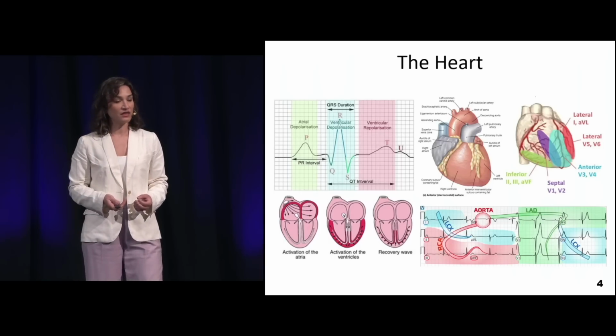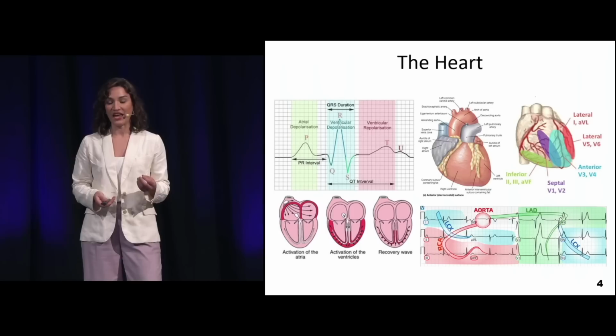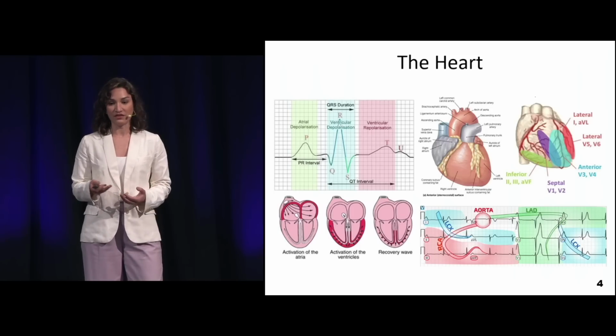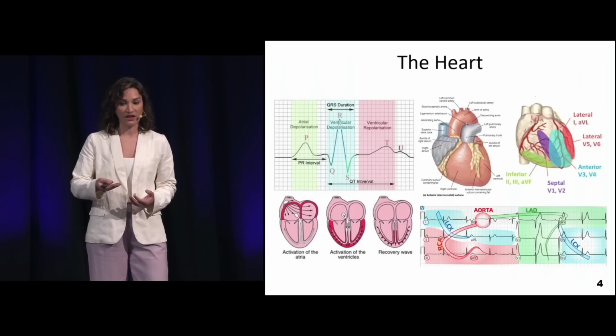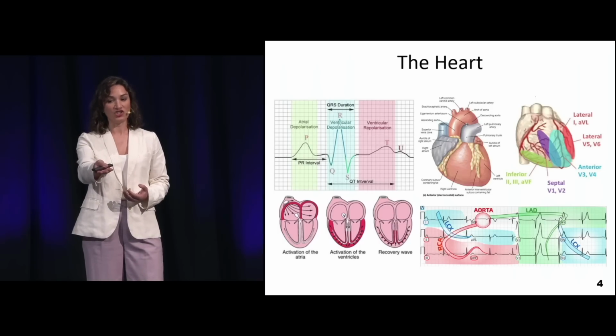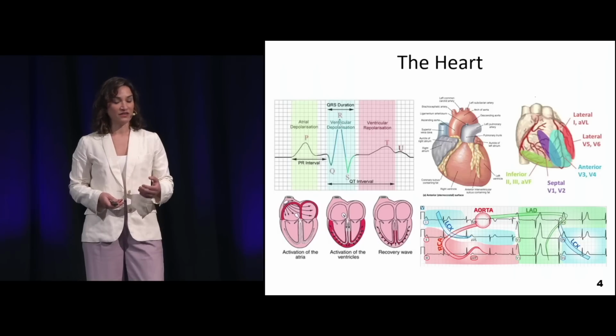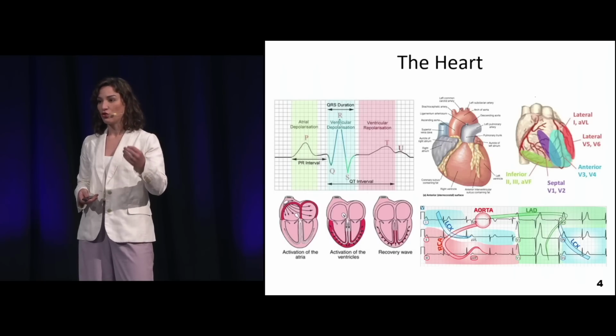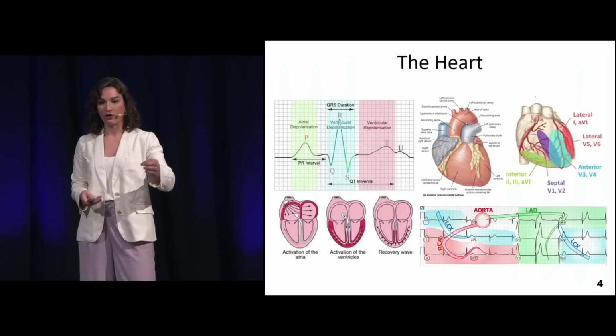You can see that leads 2, 3, aVF correlate with an inferior MI because, again, that's the inferior aspect of the heart. You can see that on the EKG, an inferior MI in leads 2, 3, aVF. That matches up with the right coronary artery. So that's sort of how you can use that.